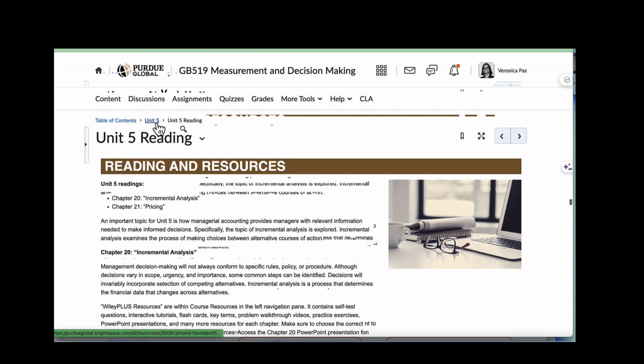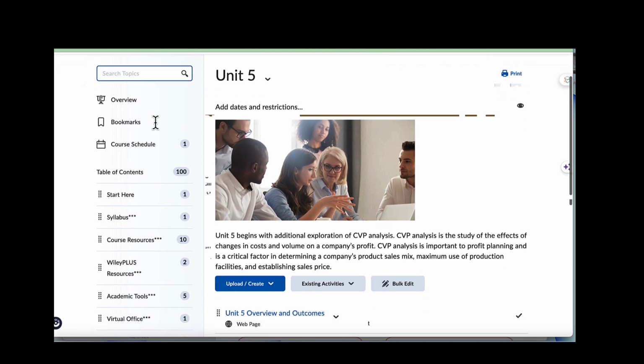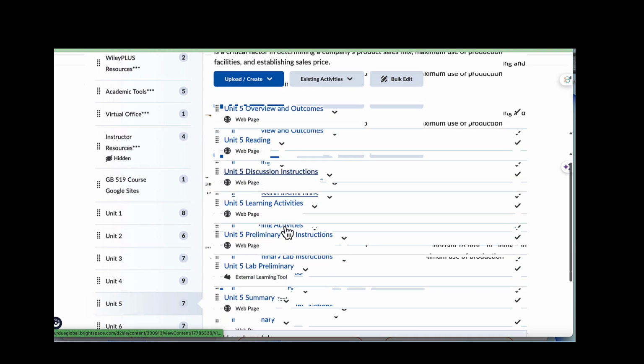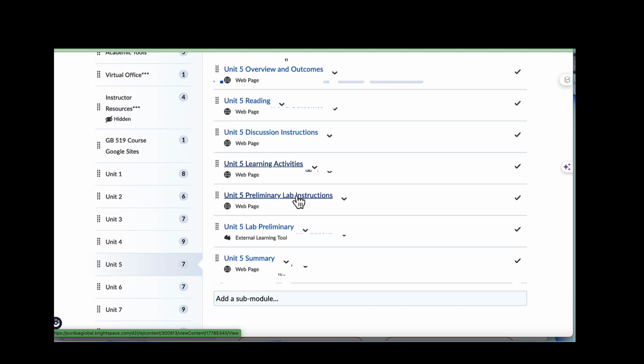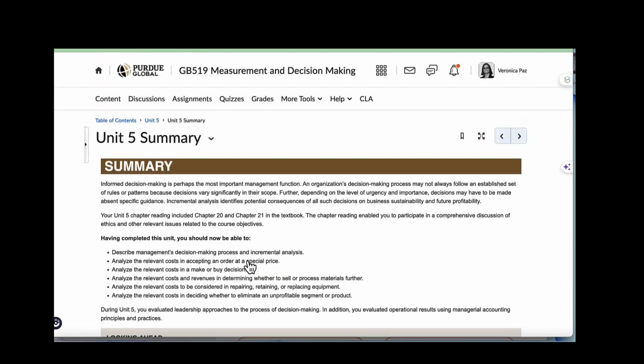So once you are completed with the Unit 5 readings, you will move on to our discussion and the learning activities. Additionally, you have the preliminary lab instructions, and you will complete your Unit 5 preliminary lab. And then once you've done all of the learning activities and those tasks, you come to the end of Unit 5.